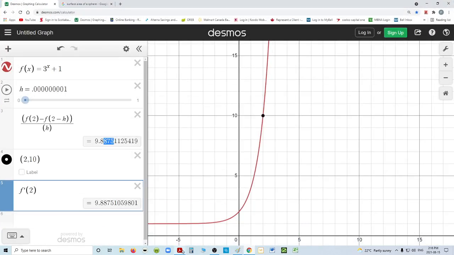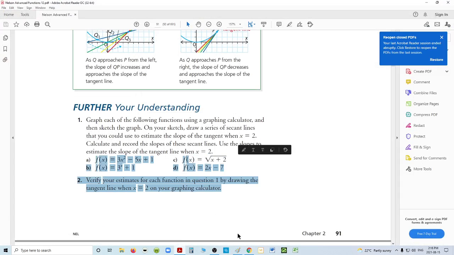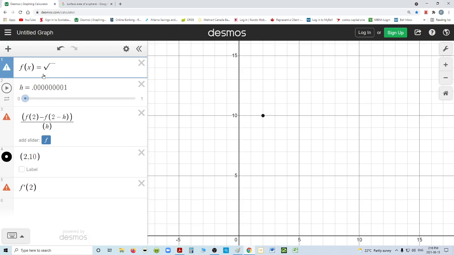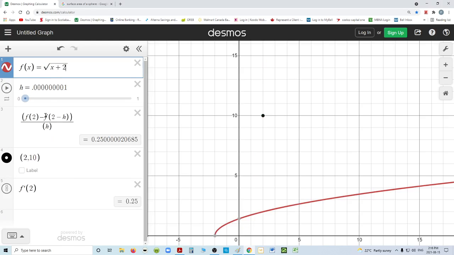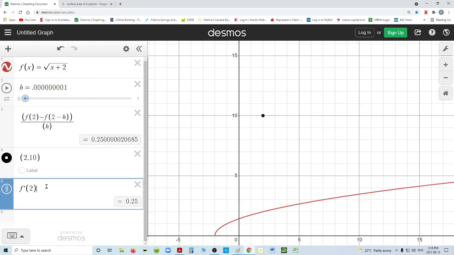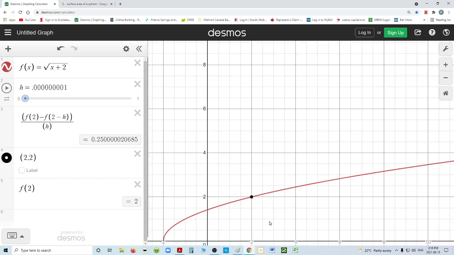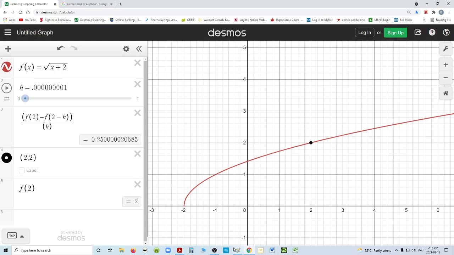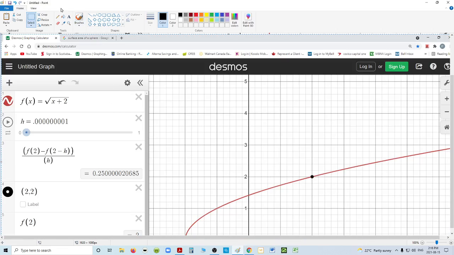Then they want you to do it with a root, x plus 2. And the nice thing about this is no matter what I put into the formula, it's able to calculate my h's for me. So here, when s is 2, we can see that the point is 2, 2, right there. So if I was to zoom in like that, keep my points visually there, take a print, put it on this screen, and try to draw a black tangent line.